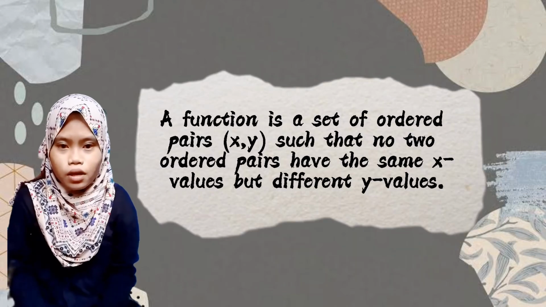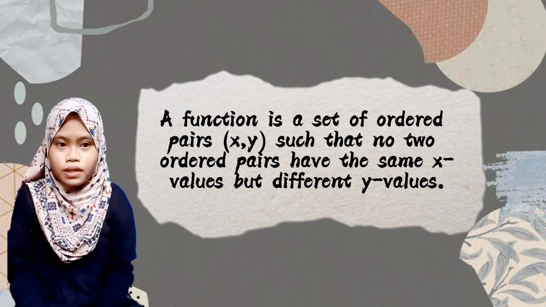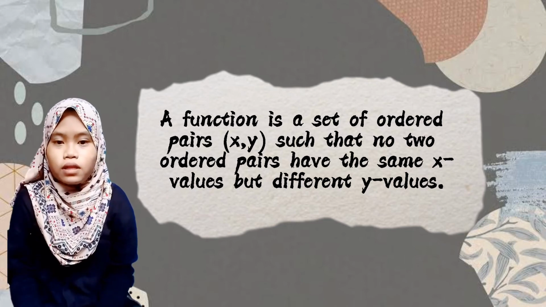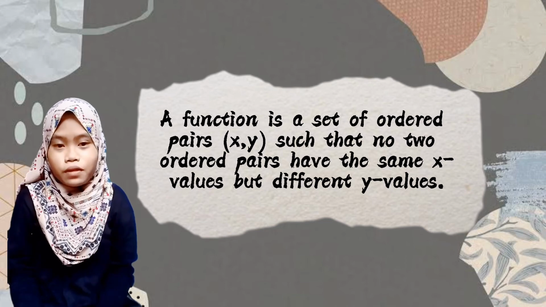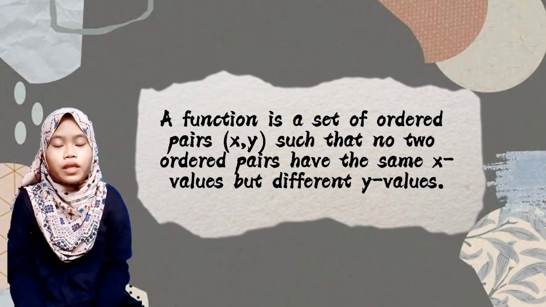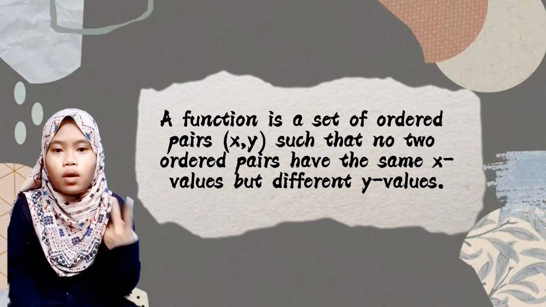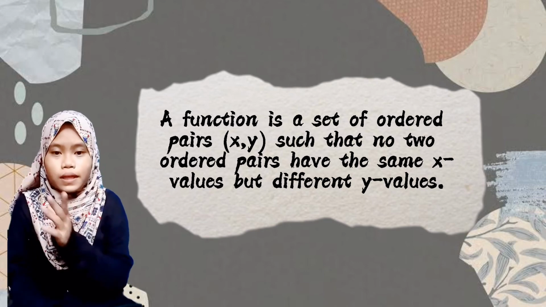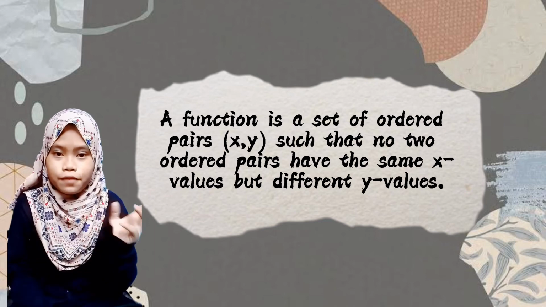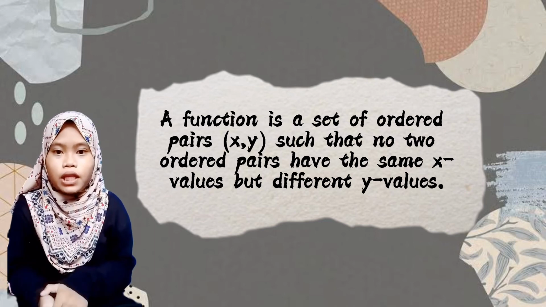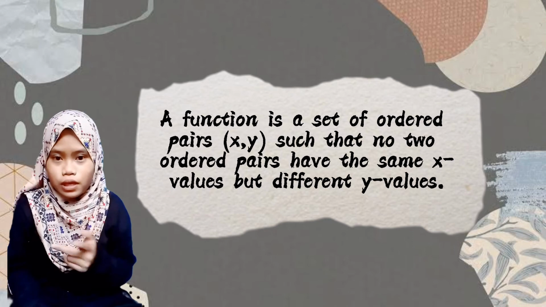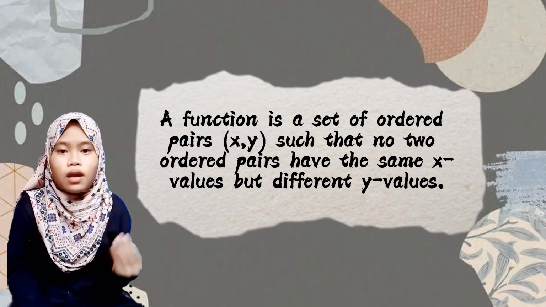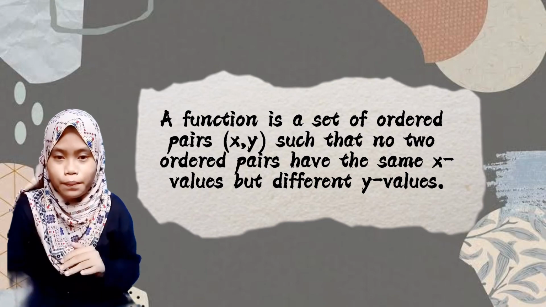And also a function is a set of ordered pairs (x, y) such that no two ordered pairs have the same x values but different y values. Ibig sabihin, sa dalawang ordered pair, kailangan hindi magkapareho ng x values kasi maaaring hindi magiging function yun sila. So, mas magigets nyo ang function sa example nito.